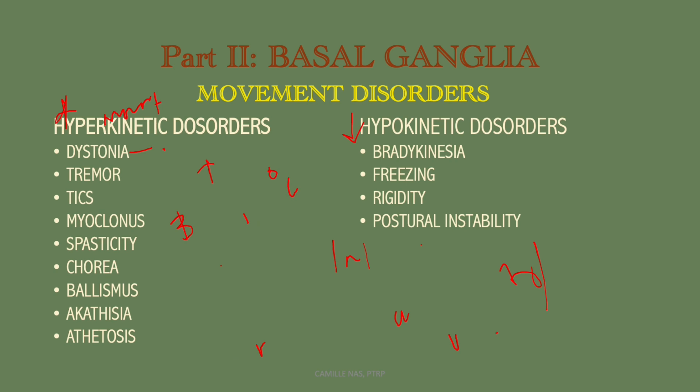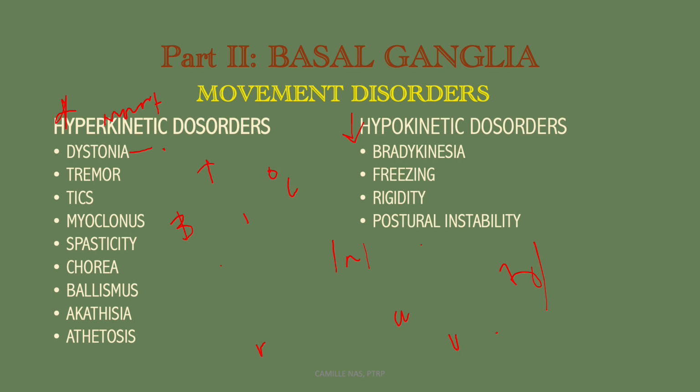Okay. Next, we have tics. Tics are involuntary movements, usually seen in the face. Those are the ones who tic. And then we have myoclonus. Myoclonus consists of repetitive motions of a muscle group. Usually, this is triggered by the stretch reflex. In the next slide, I think we will discuss myoclonus more.